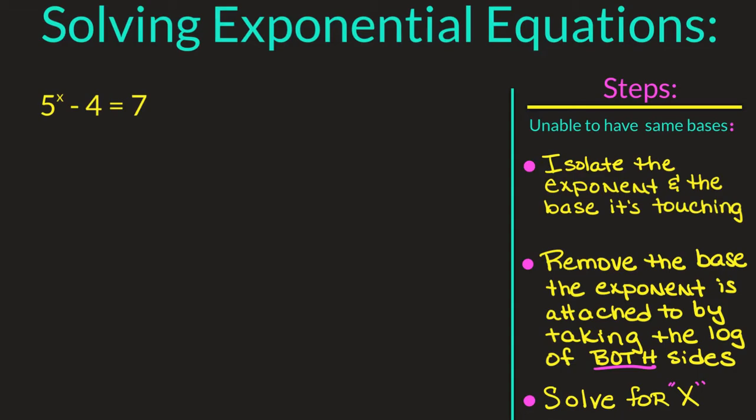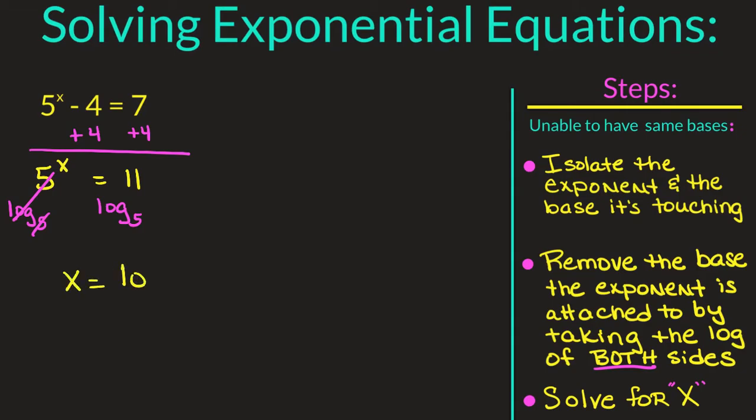For example number 2, 5 to the x power minus 4 equals 7. We need to isolate the base that has the exponent attached to it by adding 4 to both sides. This will give us 5 to the x power equals 11. Next we need to log base 5 on both sides, and that would get rid of the base of the exponent, leaving us with x equals log base 5 of 11.